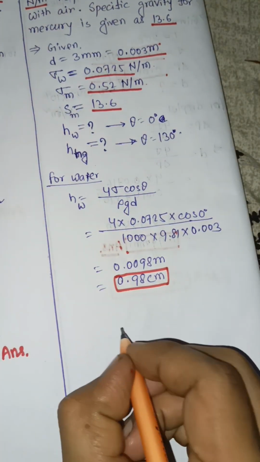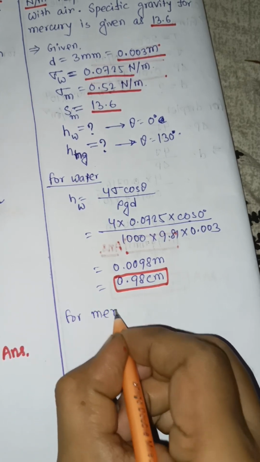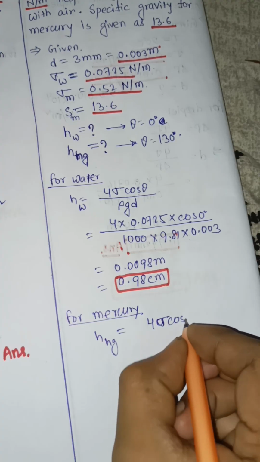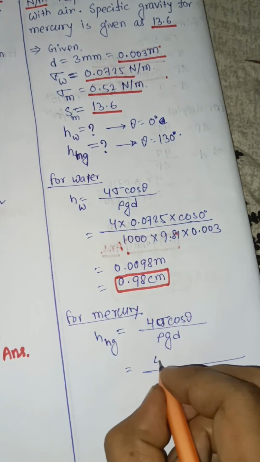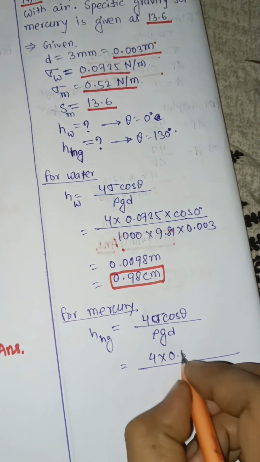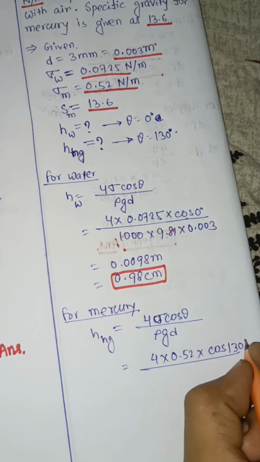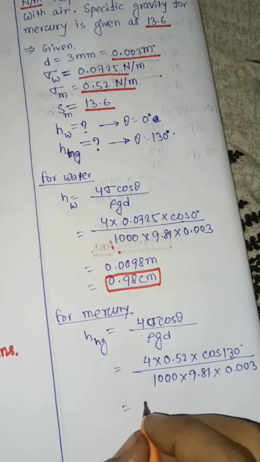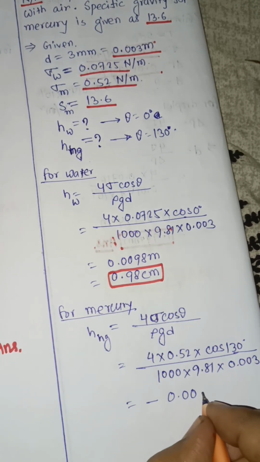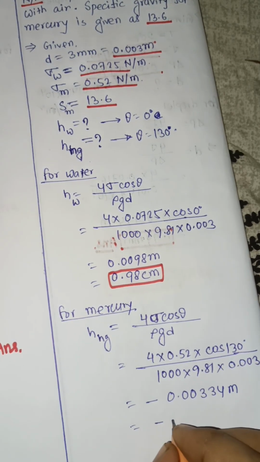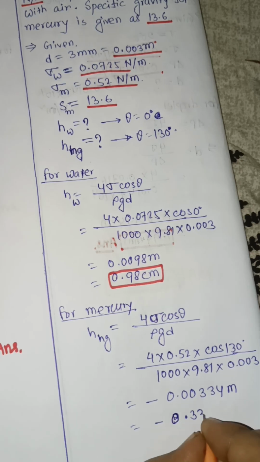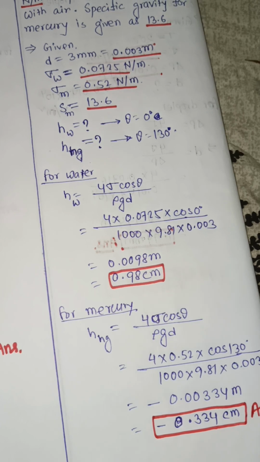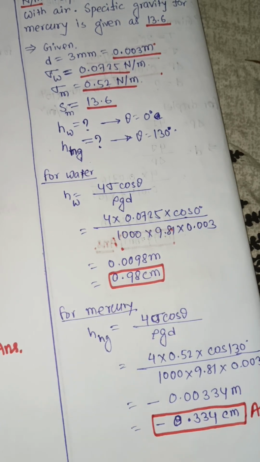So if you find out the capillary rise for mercury, h is equal to 4 sigma cos theta by rho g d. So 4 into sigma, what is the value of sigma for mercury? 0.52 into cos 130 degree by 1000 into 9.81 and d that is 0.003. So from here the value will be minus 0.00334 meter, that is minus 0.334 centimeter. Here there is a minus sign because there is capillary depression. So this will be the answer of the capillary depression for mercury.